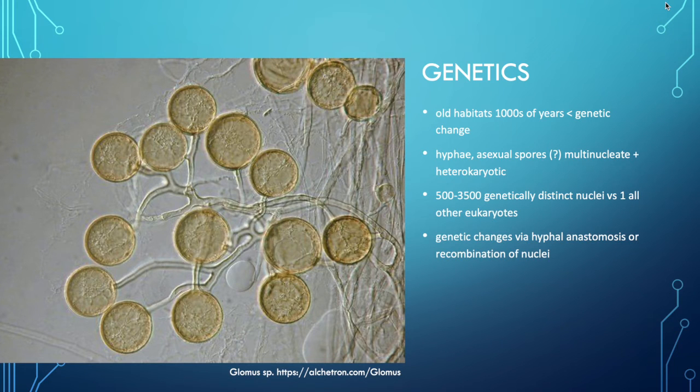So arbuscular mycorrhizal fungi are also very interesting genetically. One of those points of interest is that in old habitats, they remain genetically stable. They don't go through a lot of changes for potentially thousands of years. Their hyphae are capable of genetic exchange, but they also produce asexual spores. And it has been discovered that some spores do have the potential to become sexual.